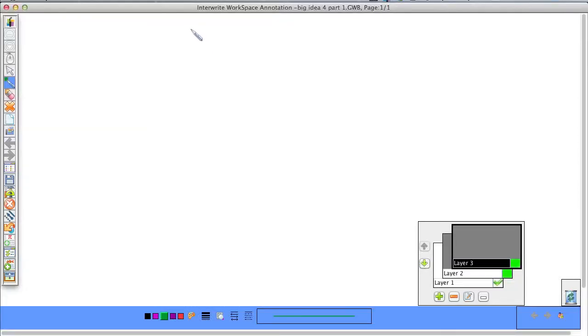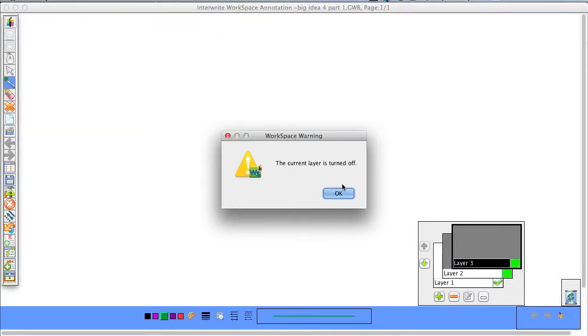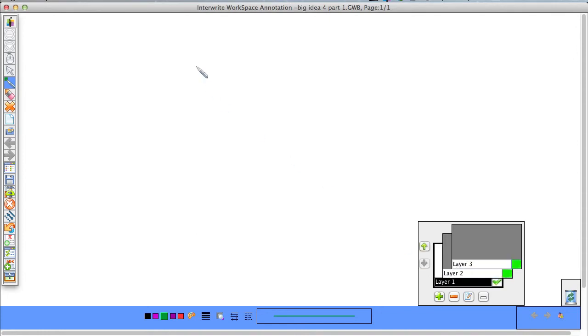Hello, chemistry students. Welcome, we're going to be looking at Big Idea 4. All right, Big Idea 4. So Big Idea 4 is about rate laws and reaction rates.